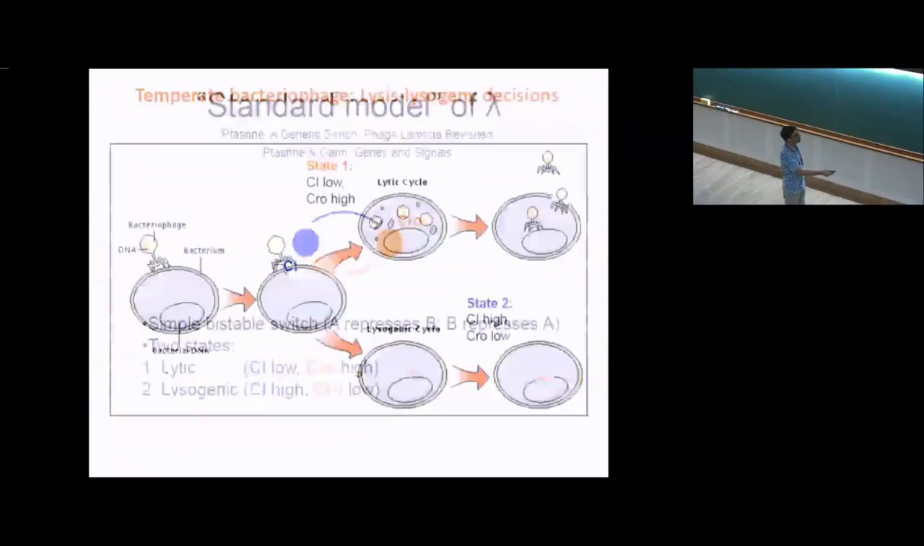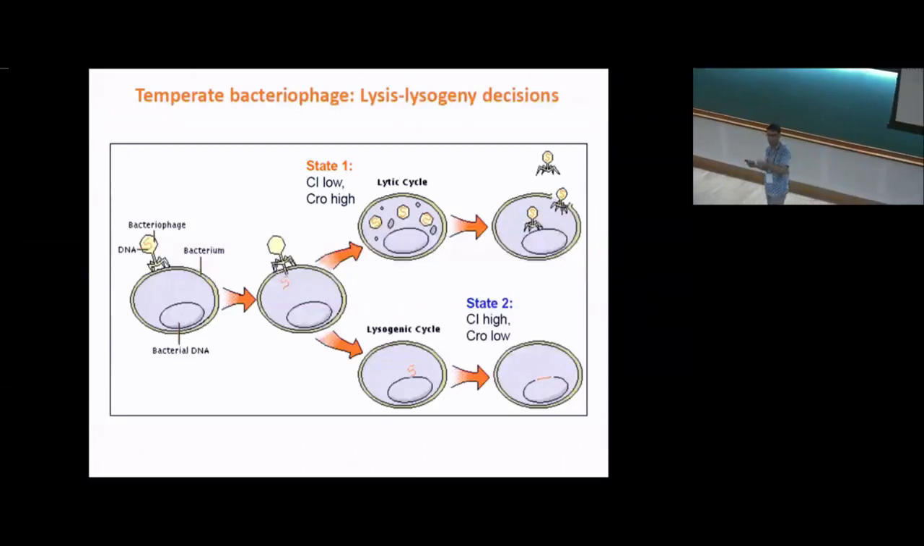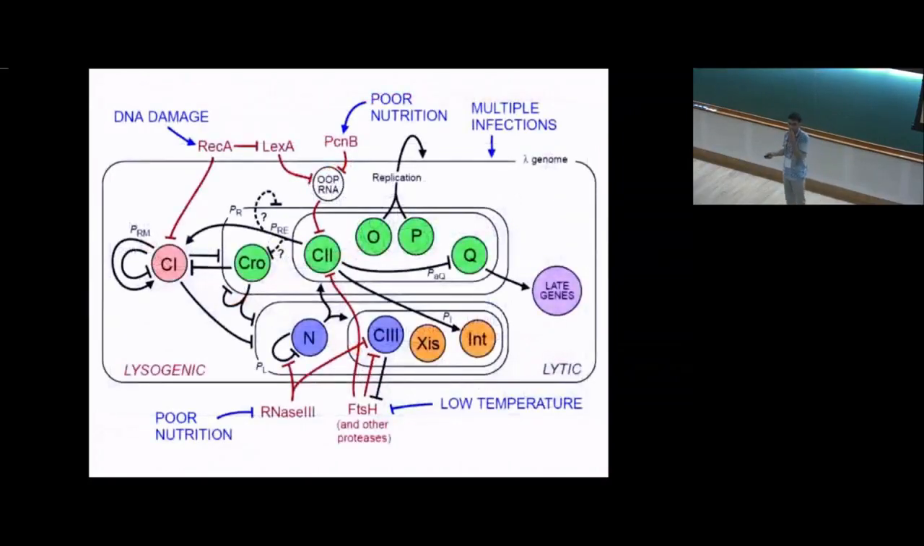And people have indeed observed that this is the case. They've measured C1 in this state, CRO in that state, and that is indeed true. So in a sense, these two proteins are markers of which state you're in. And it's fairly certain that they are playing very important roles in setting up this decision. Okay? However, things are always much more complicated than that.